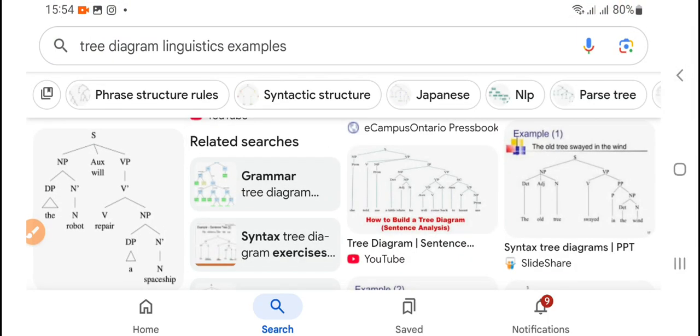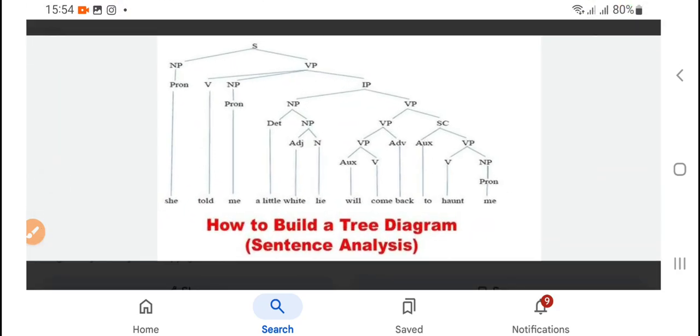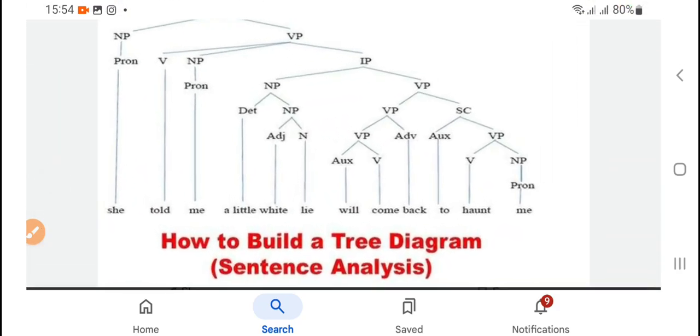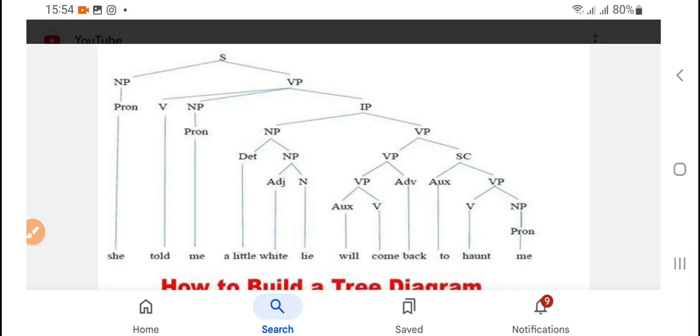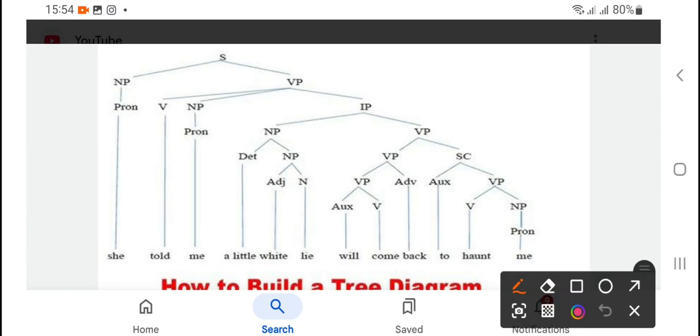Now next, what is the sentence, a little bit lengthy, okay. She told me a little white lie, सफेद झूठ, right? Will come back to haunt me. A little bit lengthy sentence but interesting. How? She is a possessive pronoun, right? Sorry, not possessive, sorry, she is a subjective pronoun, but yeah, she.